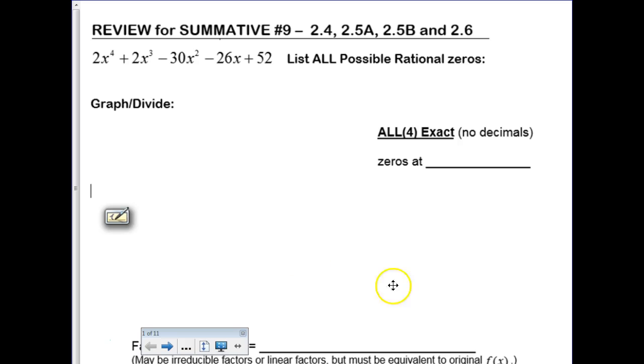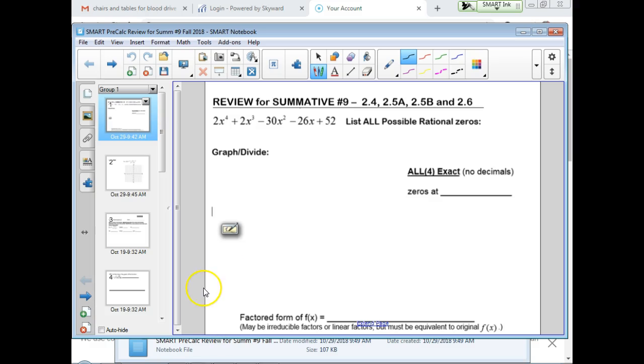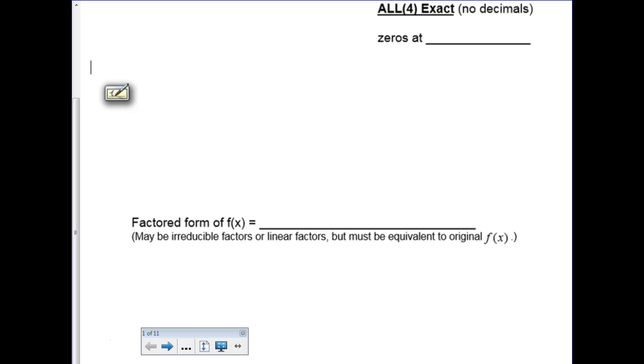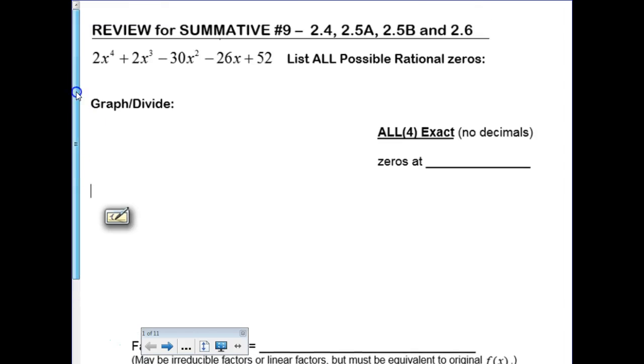Okay, so repeated section. If you want to look back at your last summative, I think that would be brilliant at some point to see what mistakes you made the first time and don't do them again. But this first question says they want you to list out all the possible rational zeros. So that's the theorem where you take the coefficient of the lead term and then the constant coefficient, and you set up a ratio of all the factors.